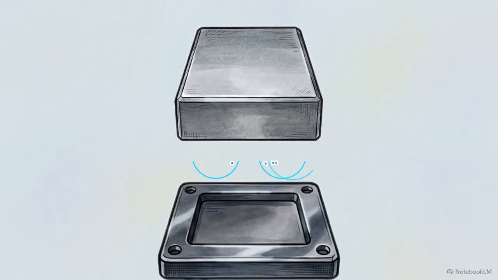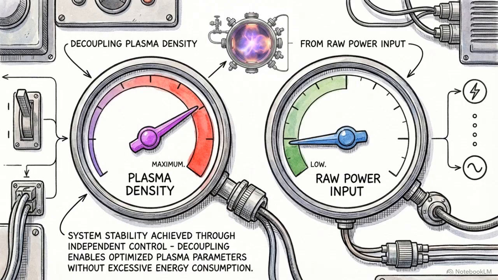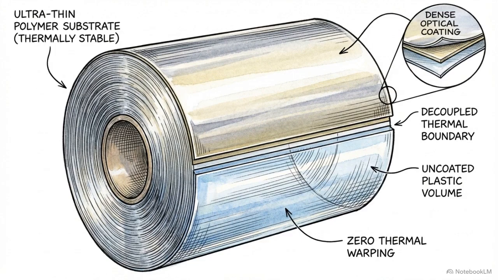Crucially, this magnetic confinement also traps the electrons near the target, preventing them from crossing the chamber and bombarding the substrate. This drastically lowers the substrate temperature during the deposition cycle. Magnetic confinement successfully decouples plasma density from raw power input. Engineers gain the ability to deposit extremely dense optical coatings onto highly heat-sensitive materials without melting the substrate.